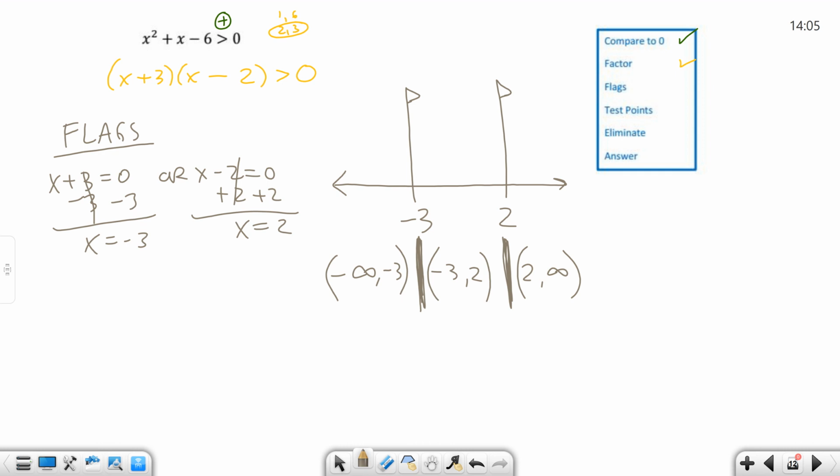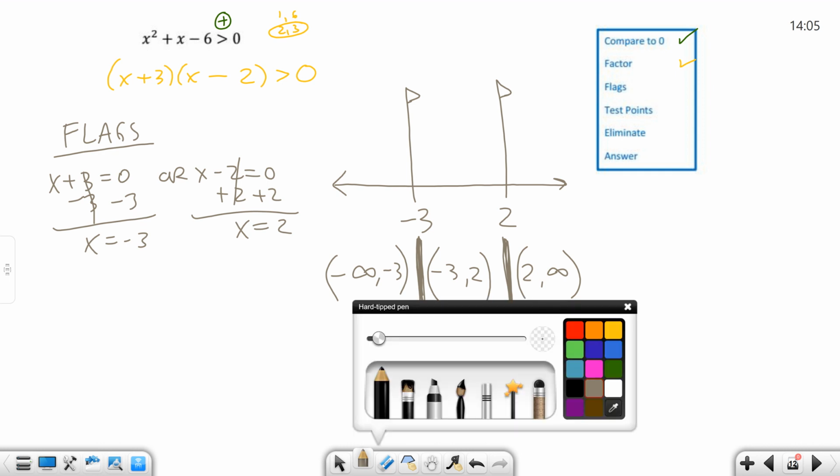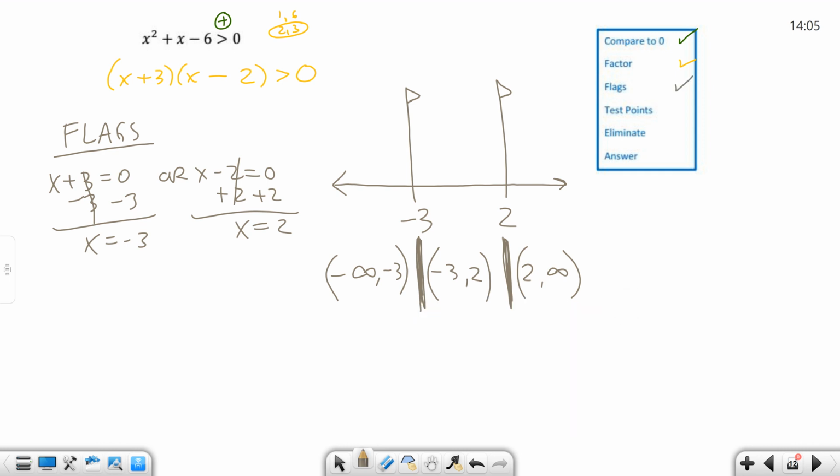Again, those 3 intervals are not necessarily my answer. They are parts of my answer or some combination of them, right? Could be all three, could be none of them, could be two and not one, or one and not two, however. Right? So now I'm done with the flags part.